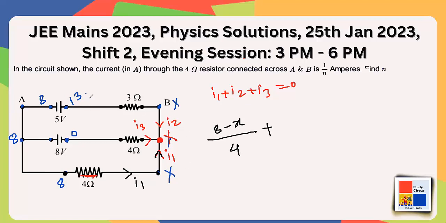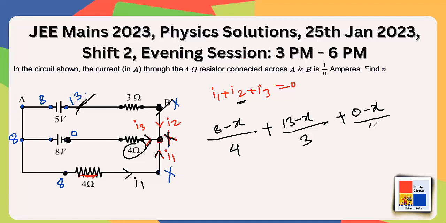Plus I2 is what? This is 13. Current flows from high potential to low potential. So 13 minus x, since this point is at potential x. So (13 minus x) upon 3 is I2. Plus now I3: this is 0 and this point is x, across this 4 ohm resistance. So I3 I can write as (0 minus x) upon 4. This sum has to be 0.